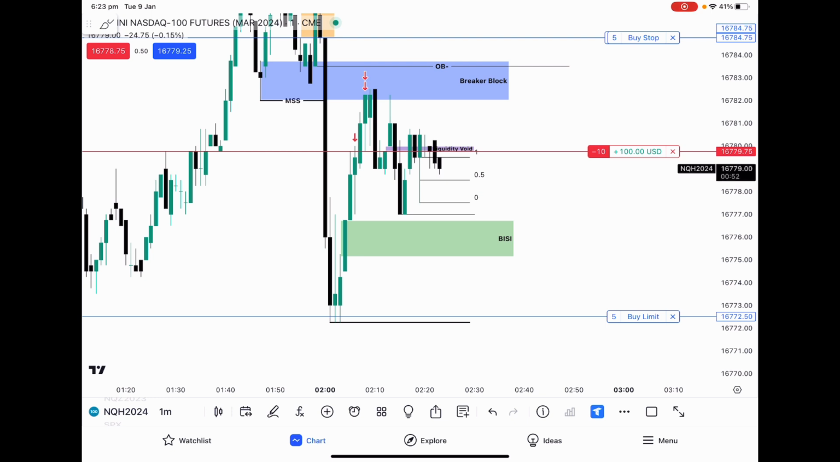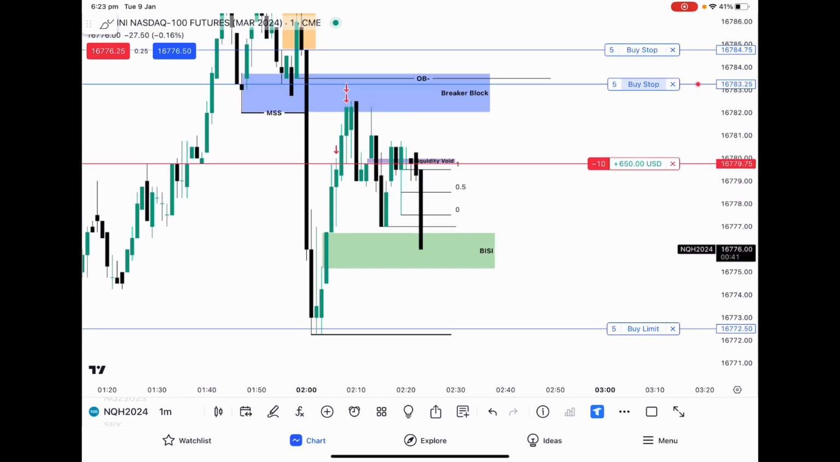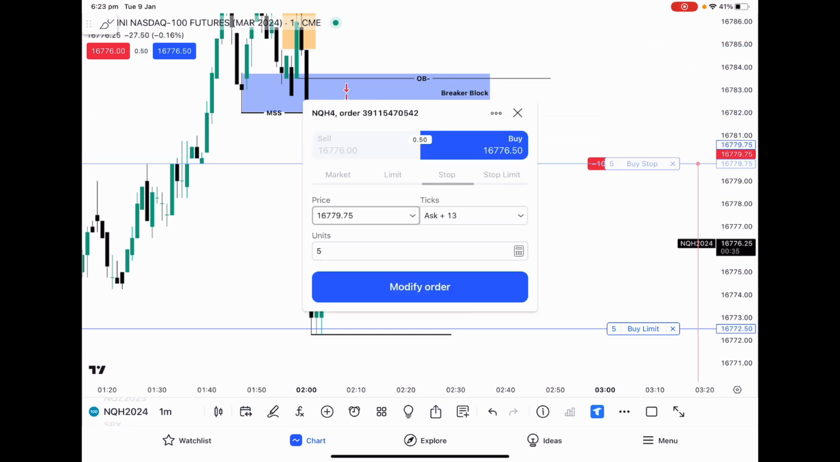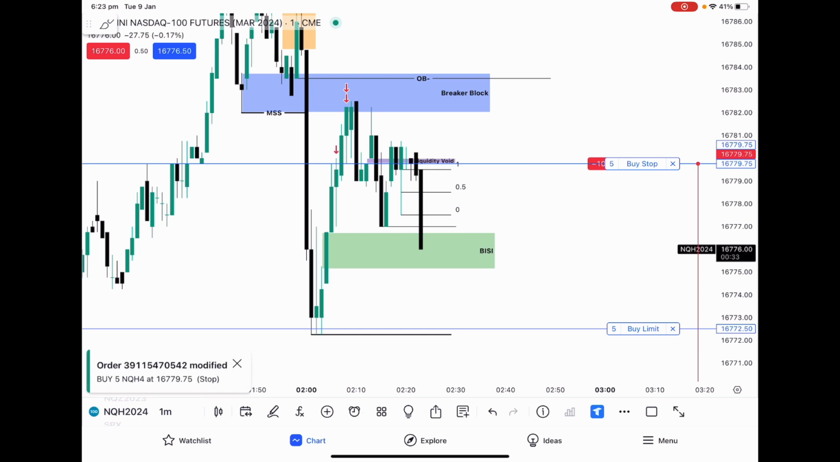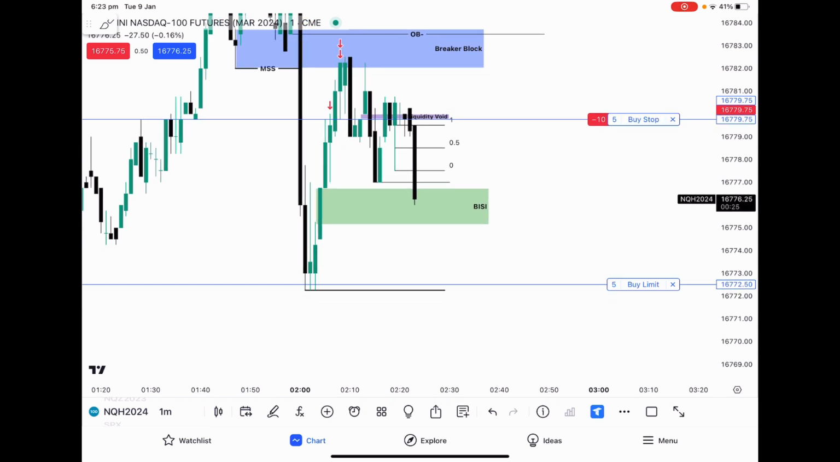So ICT says that all PD arrays can be used as inverse. Order blocks can be used as inverse, etc. Fair value gaps, breaker blocks. So it can all be used as inverse. So now my stop losses are going to get managed and mitigated, because if I'm wrong, this is going to use the fair value gap as some kind of support. So now my stops have been moved there. You can see this. I'll leave that there for you guys.